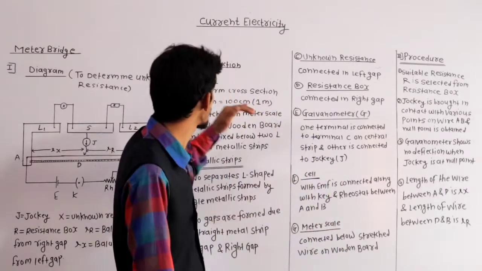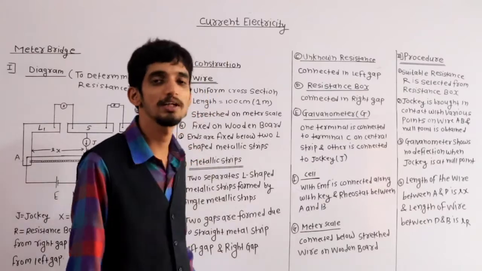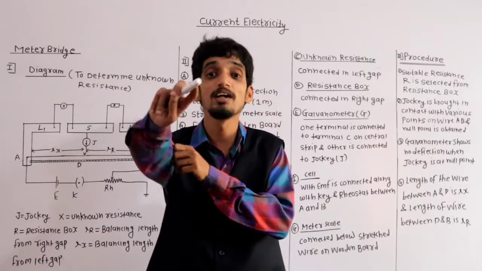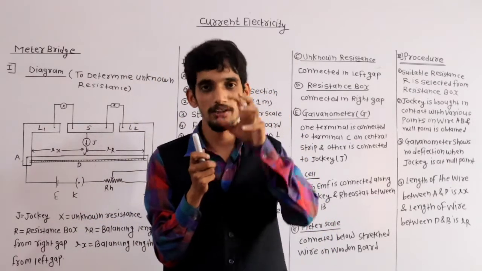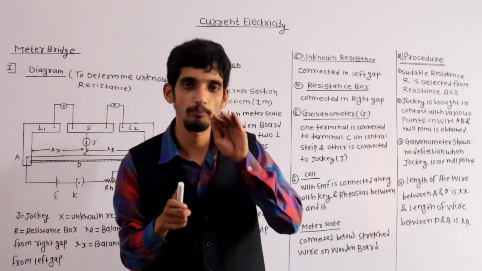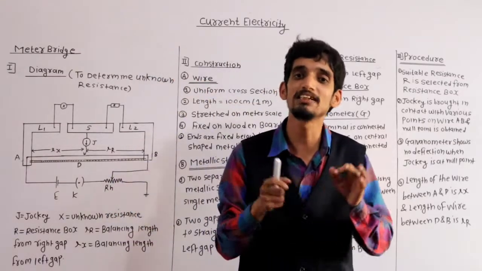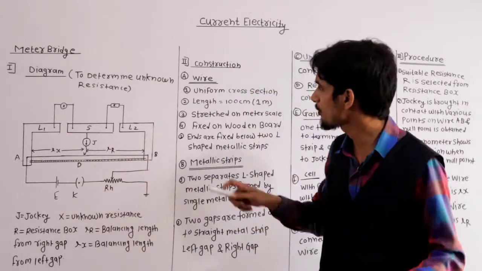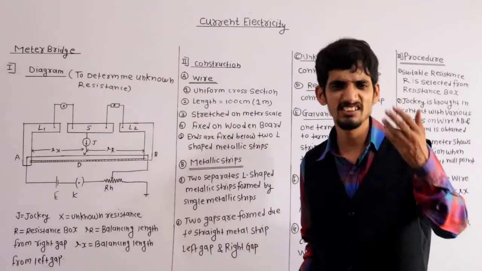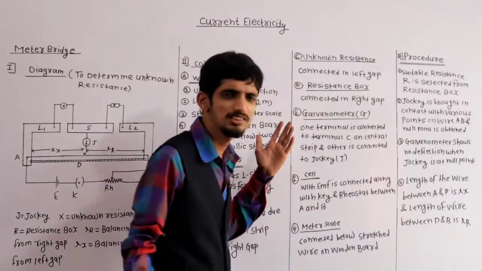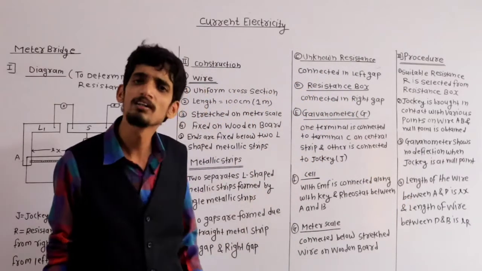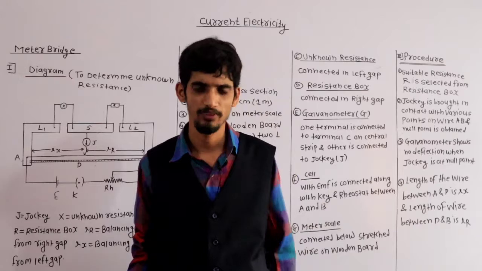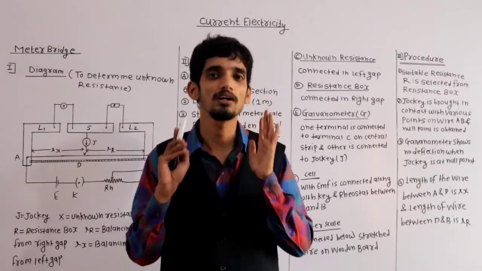Clear? So this is the construction of this experiment, or what are the various specifications that the apparatus possesses in this experiment. So we have to write for wire, then metallic strips, then cell, then unknown resistance, known resistance, galvanometer, and meter scale. These are the different points that we have to write.